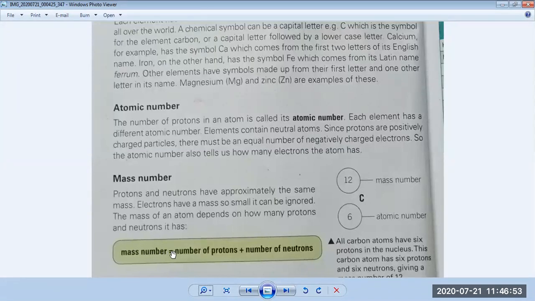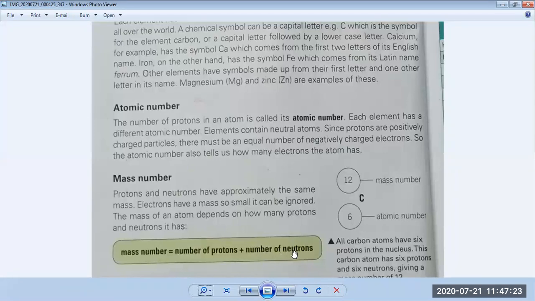Okay, so now see the equation. Mass number is equal to number of protons plus number of neutrons. And what will be the equation for atomic number? Atomic number is always equal to proton number. Right here in your book. Atomic number is always equal to proton number, and mass number is always equal to number of protons plus number of neutrons. Protons have positive charge and neutrons have no charge.